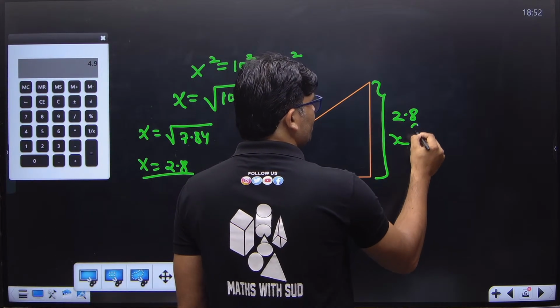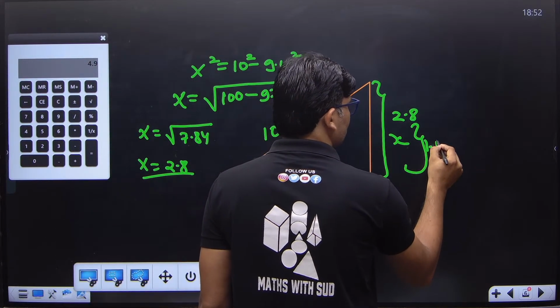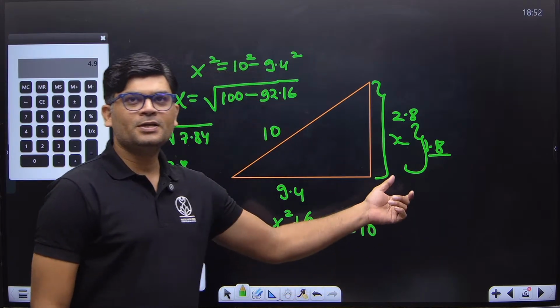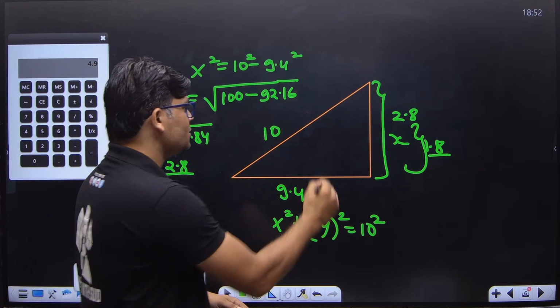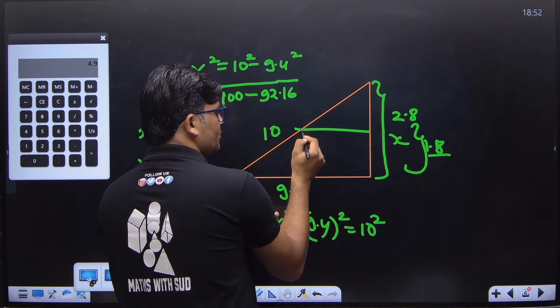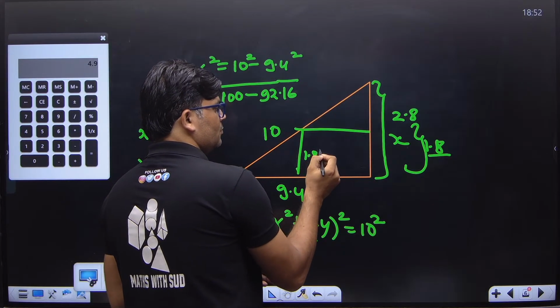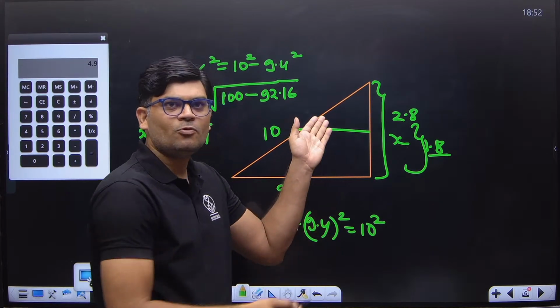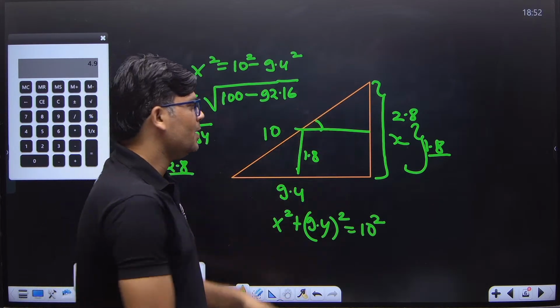and out of this 1.8 was the height for that particular person. So the remaining height for this particular triangle, suppose he meets here, so this angle will be remaining the same only. So this height is 1.